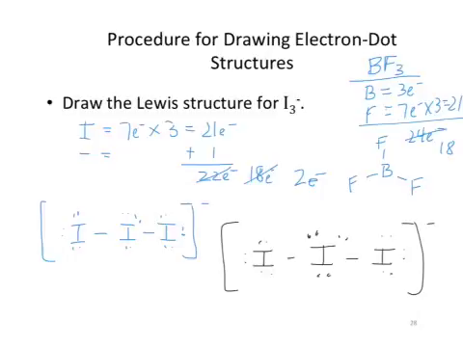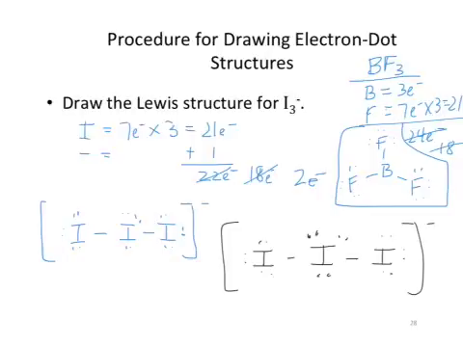You can see that we have 3 outer atoms, and so you're probably already thinking about the symmetry there. And so if we give each fluorine 3 lone pairs, then we get down to 0 valence electrons. And we do have an incomplete octet on the boron.